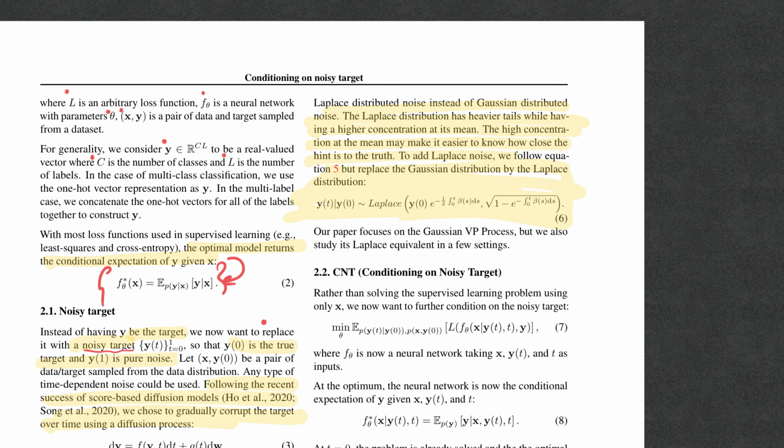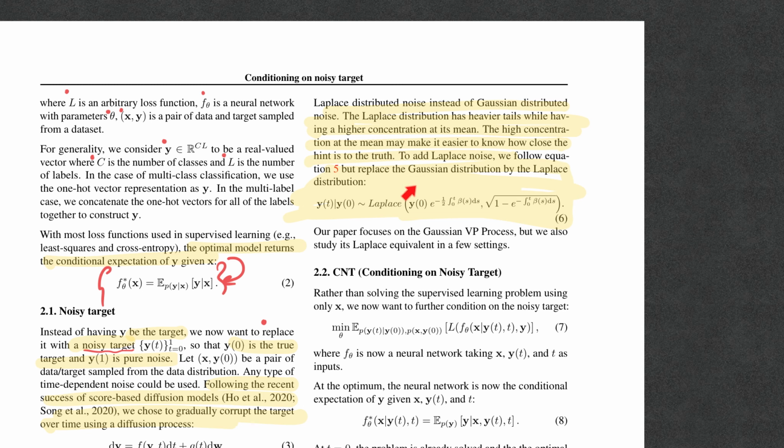They note that it's also possible to use Laplace distributed noise instead of the Gaussian distributed noise, and it could have some advantages and some disadvantages. For example, the Laplace distribution has heavier tails, and it has a higher concentration at its mean. So these two distributions, or any other distribution that can be used in here, would dictate at what level the model would be able to infer the label from the noisified target, what kind of characteristics that distribution would have, and how it would impact the results.